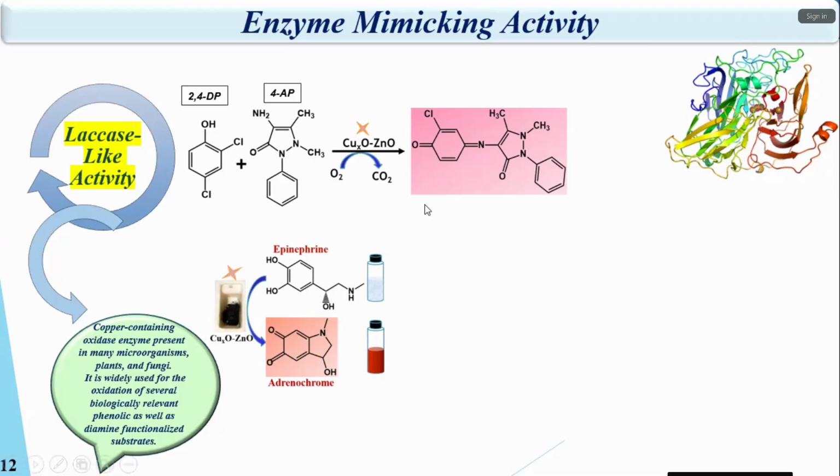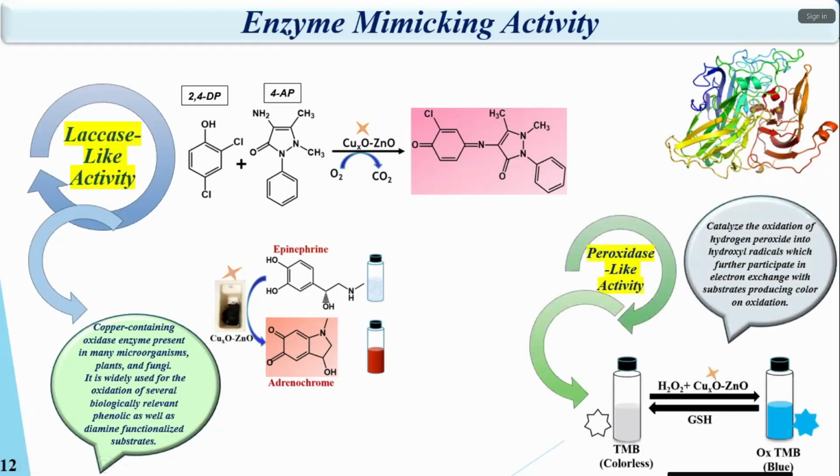Further, this property was also used for epinephrine detection. Epinephrine is a neurotransmitter which causes harm when its level is increased in the human body. This property converts epinephrine to adrenochrome, which is brown in color.